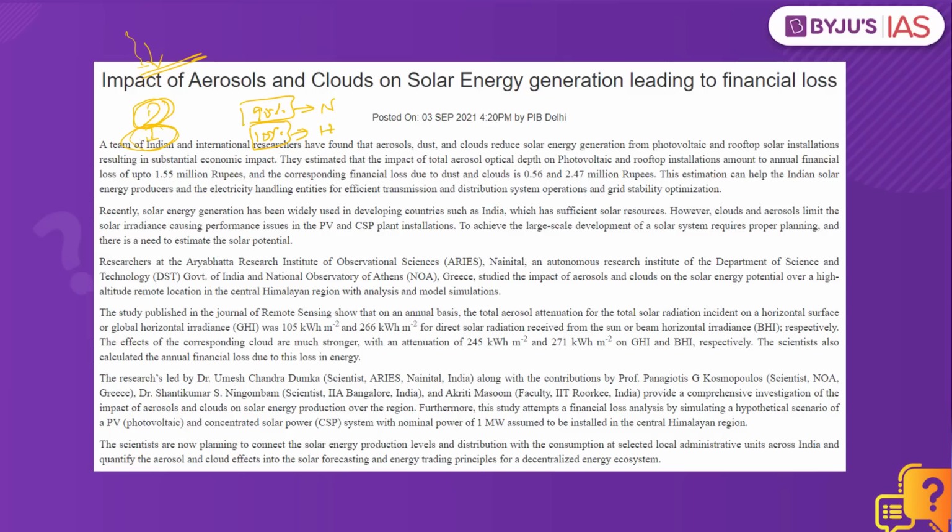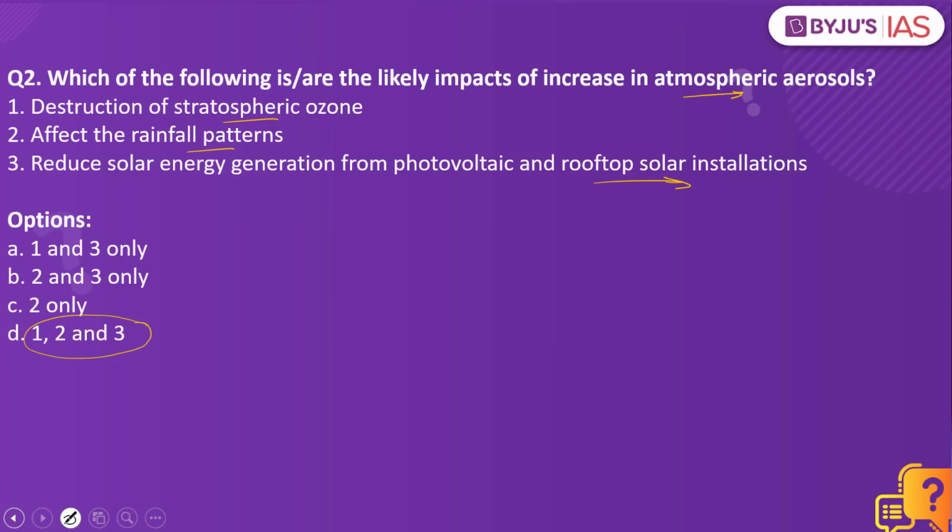So when it comes to the sources of these aerosols, as we have discussed, we have volcanic eruptions, sea spray, desert storms, coal power plants, ships, and so on and so forth. When these are acting in the atmosphere, they can have impact, and ultimately what are the different impacts? It will lead to destruction of the stratospheric ozone, it will affect the rainfall patterns as well, and at the same time it can also reduce the solar energy generation from photovoltaic and rooftop solar installations. Why? Because there is reflection that can happen as a direct consequence.